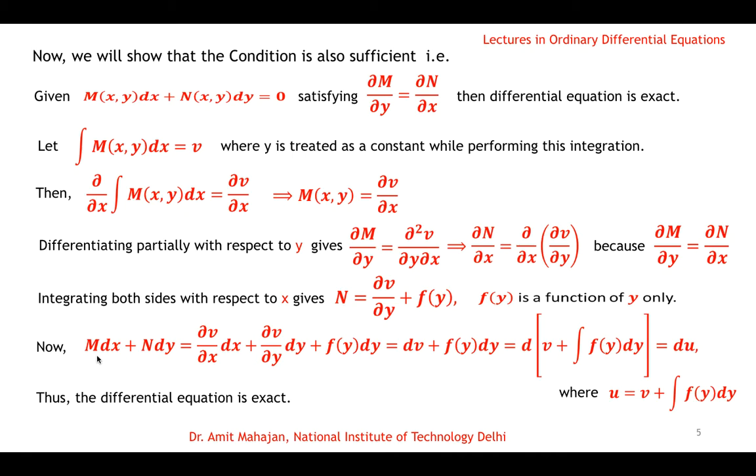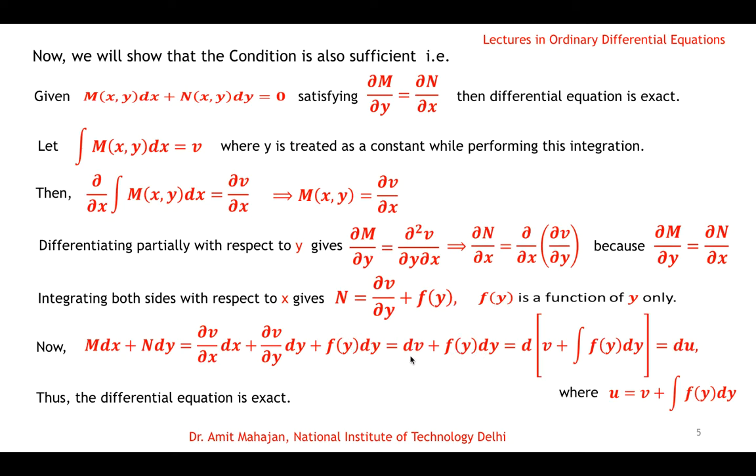So if we calculate m times dx plus n times dy, then m is this vx, so m becomes partial derivative of v with x, dx, plus n dy. So n is this whole quantity, so n is partial derivative of v with y, dy, plus fy dy. Okay, so this whole is multiplied with dy to get these two quantities. Now the first two terms, v derivative x dx plus v derivative y dy, can be combined into a total differential, so it is dv plus fy dy.